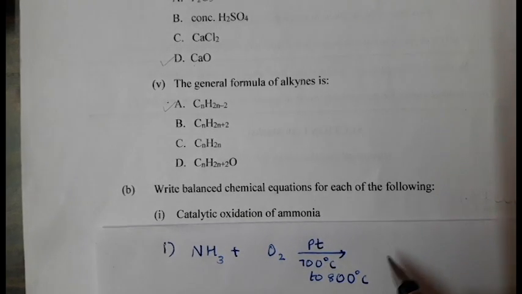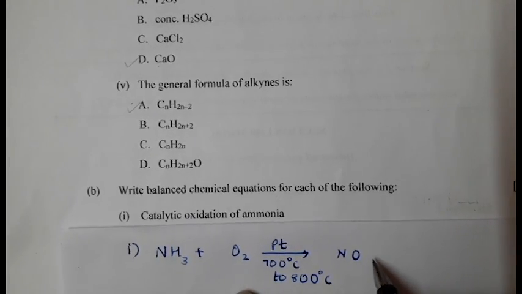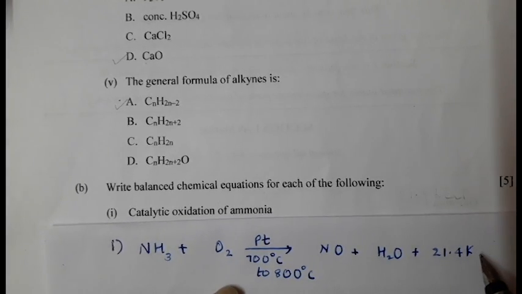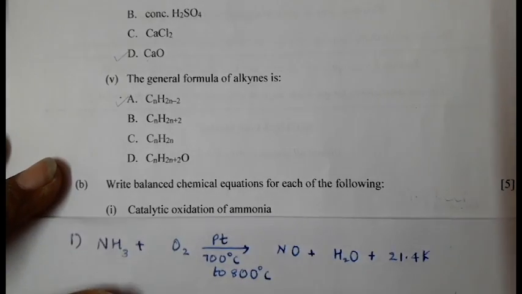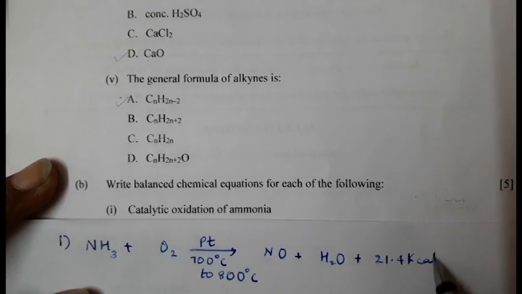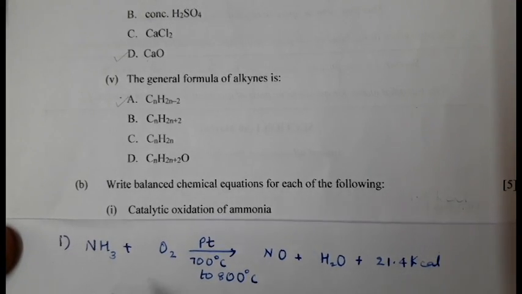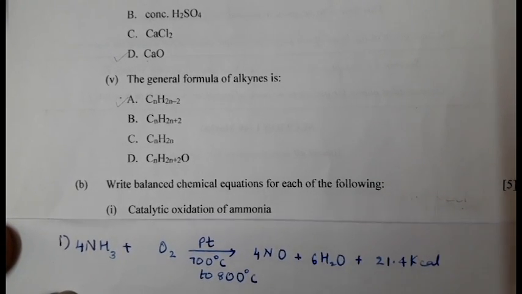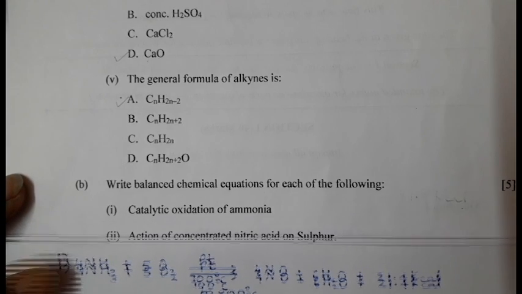and your product is going to be nitric oxide plus it will be H2O and plus it will be 21.4 kilocalorie heat. So now you will see that the balanced reaction would be 4NH3 to give 4NO, and you'll have 6H2O, and that will balance out your oxygen as 5O2. This is your first reaction.